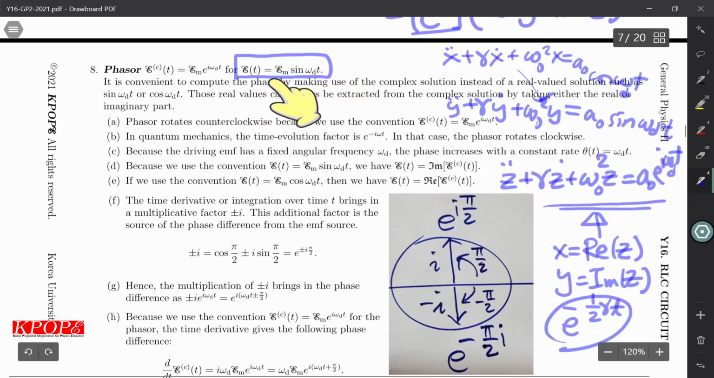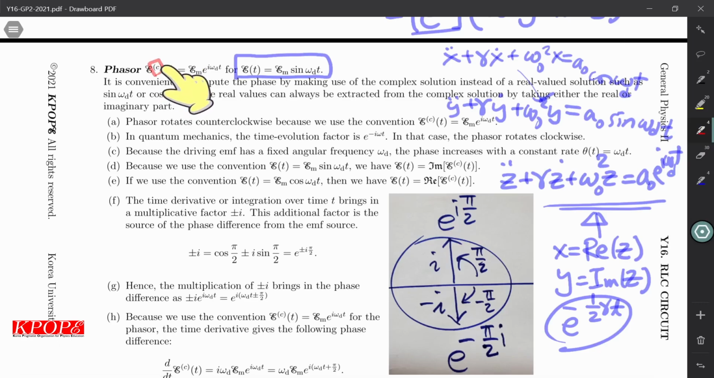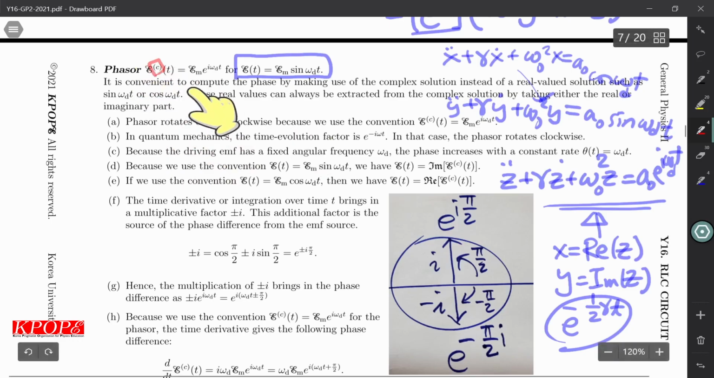So we want to replace everything with a complex version. The amplitude can be a complex number, and the input EMF for the AC driving force is expressed in terms of exponential i omega dt instead of sine or cosine. Then everything else can be expressed in terms of complex numbers in polar coordinates. So for the time being, if we make use of the complex version, we attach a superscript C that represents a complex version.